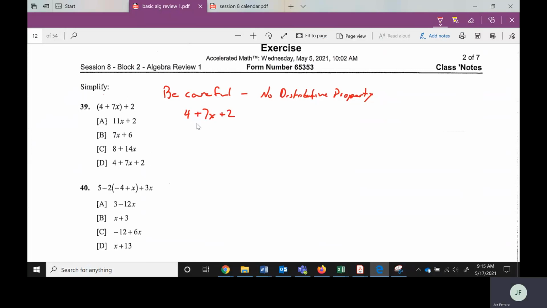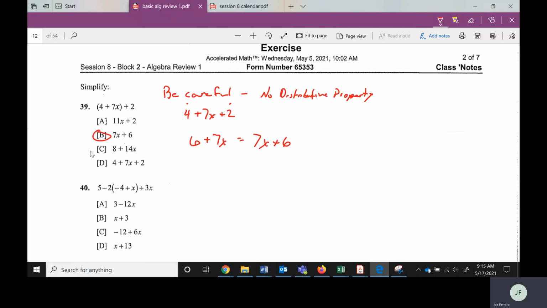But now we look at this. 4 has a like term with 2. So 4 plus 2 is 6. This has no like term, so we just leave it. Now the way I wrote this is 6 plus 7x. I don't see that here. Well, when you're adding, the order doesn't matter. So we can switch the order when we're adding. And there's our answer.